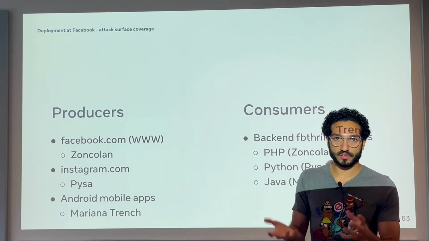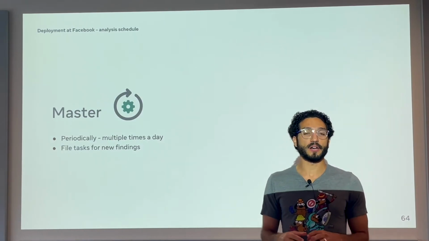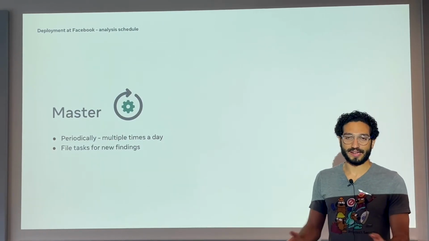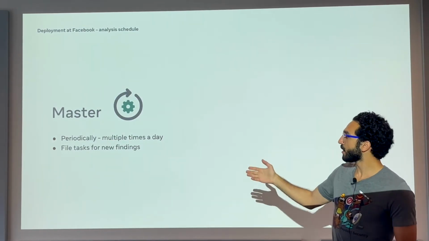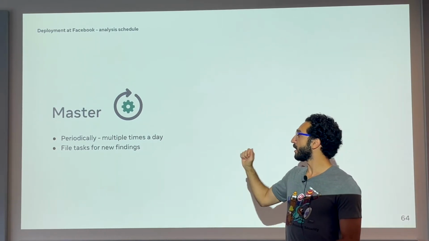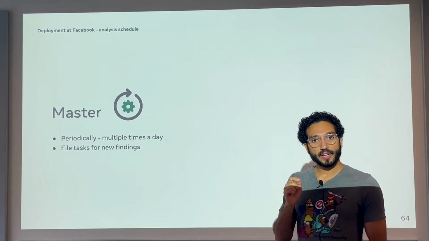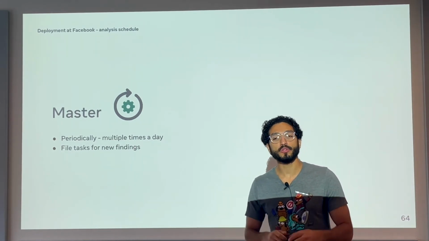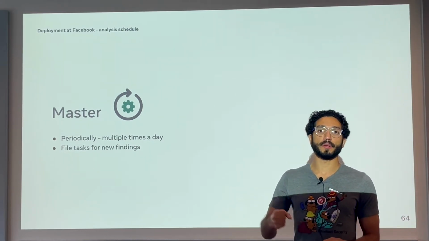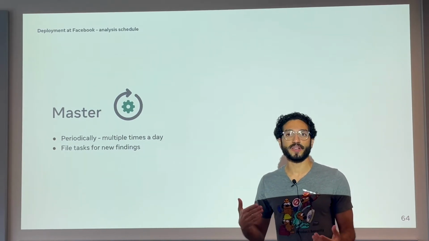So now we know how these are configured. We run on all the code when it lands or when it's pushed. We call it the master run. It's usually multiple times a day, and for any new findings, we file a task. But we actually also want to do better than that. We don't want to wait for the vulnerability to be pushed or for the code to land. We want to catch it before this.